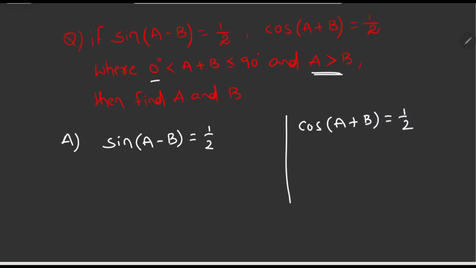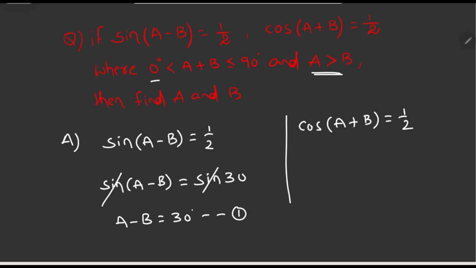Now here we should first get either A or B. Either A or B is needed, so we should be cancelling sin theta or cos theta. Therefore I am writing sin(A minus B) is equal to, for 1 by 2 I am writing sin 30. Therefore we can cancel sin. What is the remaining value? A minus B is equal to 30 degree. It is equation 1.